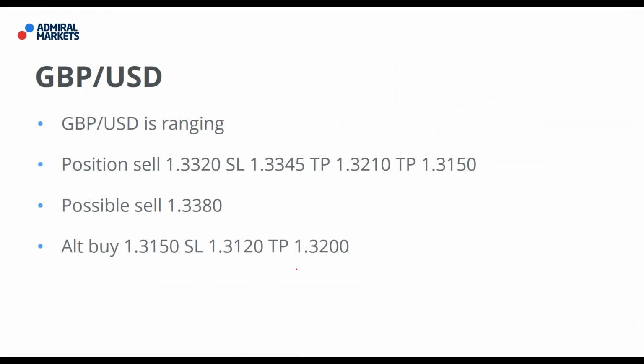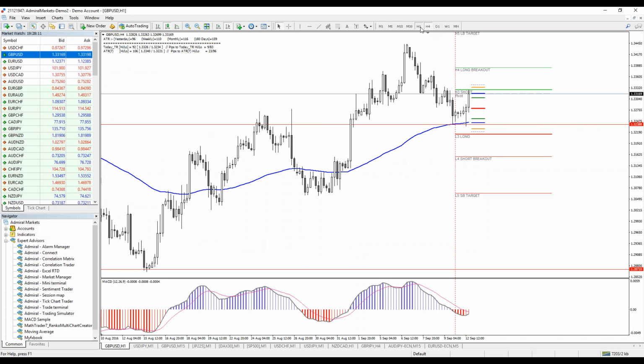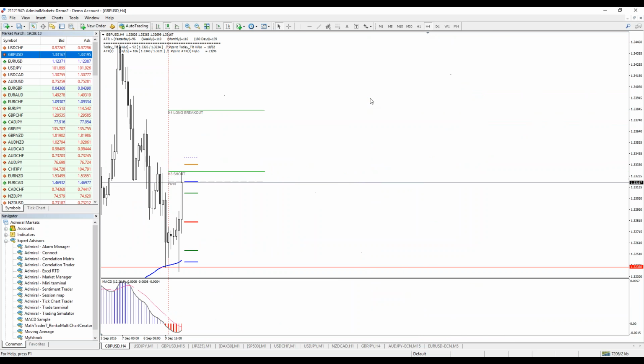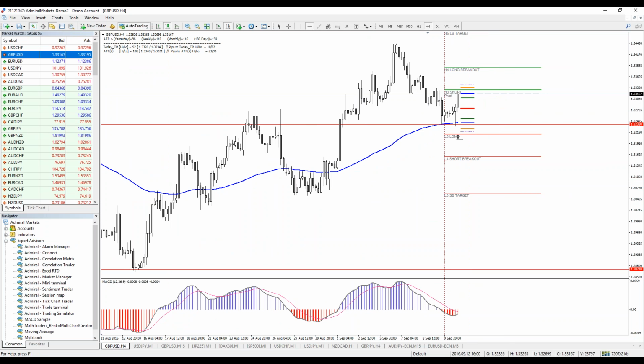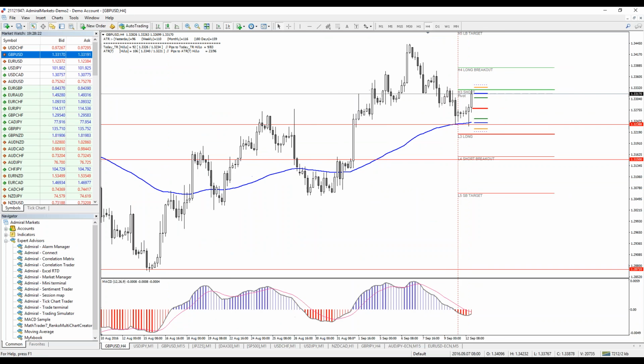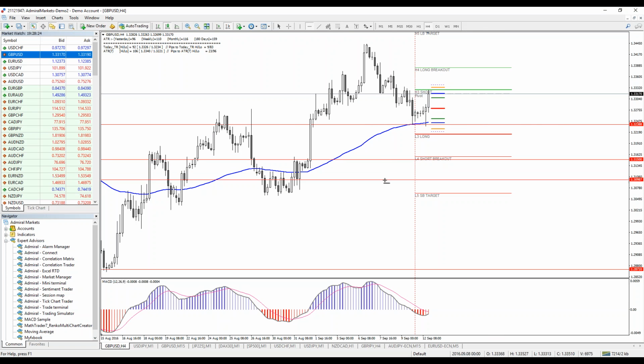So this is pound dollar. A buy trade could happen around 31.50 with a 31.20 stop loss. So 31.50, let me show you, for a possible buy trade. 31.20 for a stop loss. Yeah, it looks narrow, but actually you will see here, this candle should hold it, this candle should hold it, EMA, so we will see.